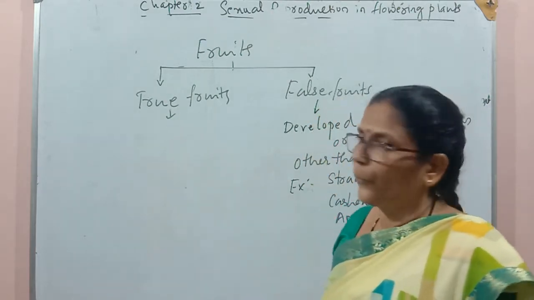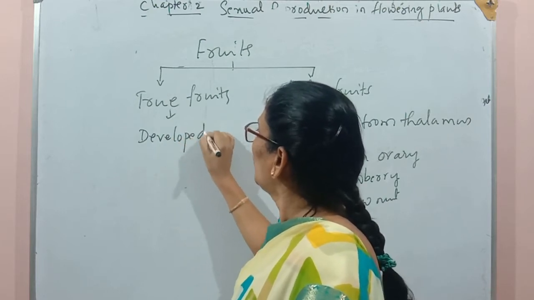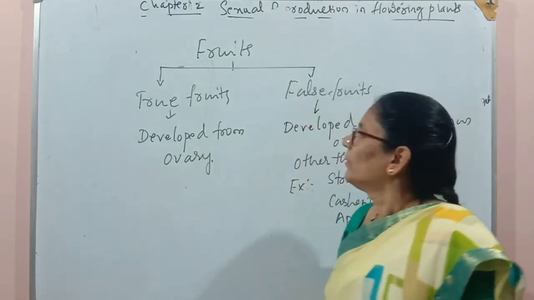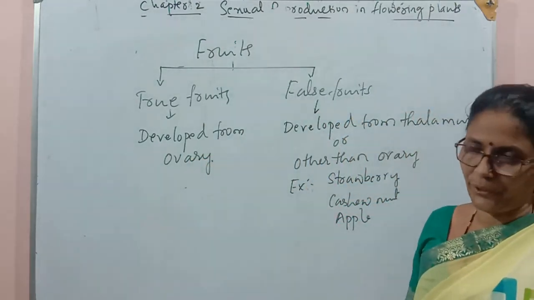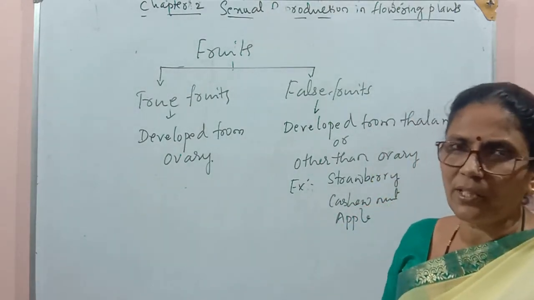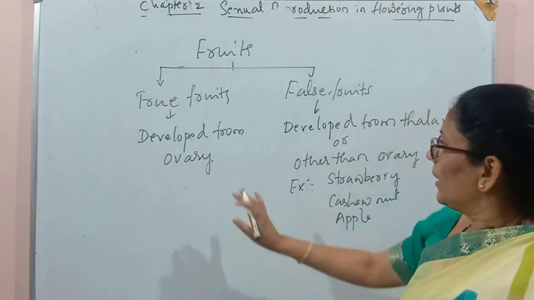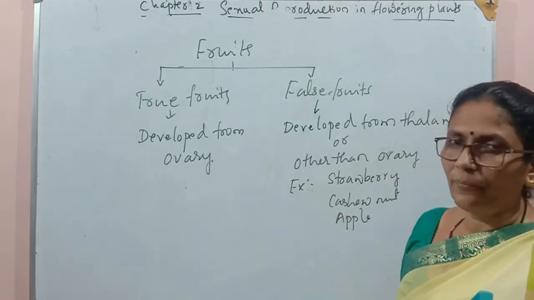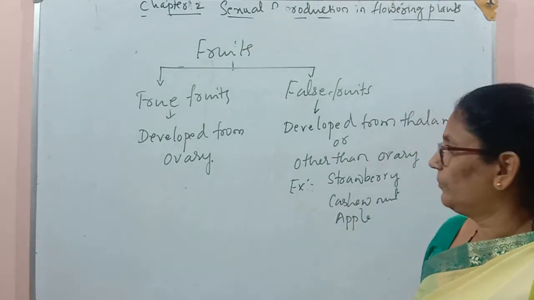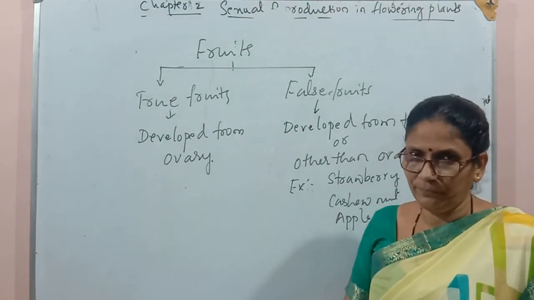Then what is the definition of true fruits? Fruit developed from the ovary is called true fruit. These are again divided into many types: simple fruits, aggregate fruits, composite fruits. We will discuss those later. For true fruits, you may give mango and other fruits like oranges as examples. All these come under the true fruits.